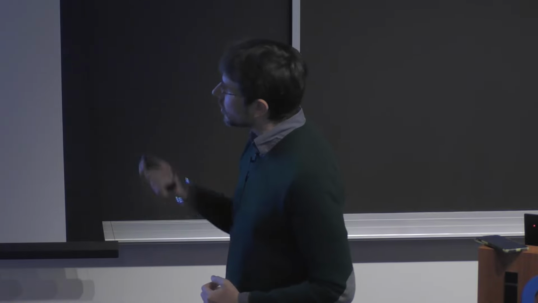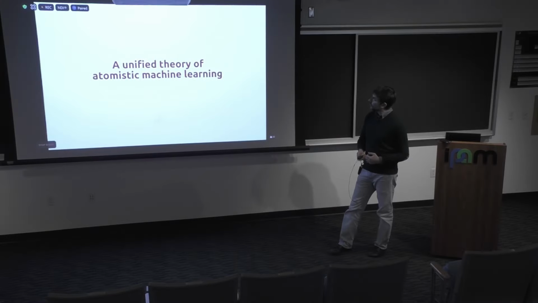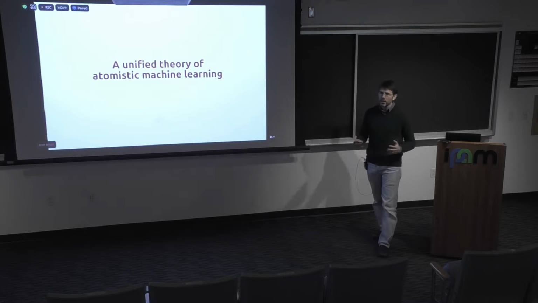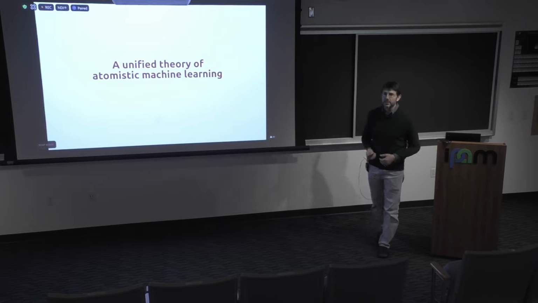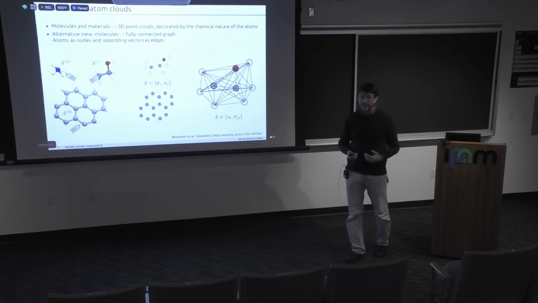So we have been working a lot toward this goal of, perhaps it's a little bit pompous, but we call this a unified theory of atomistic machine learning. So try to take the many different practical solutions that have been developed over the past 10 or 15 years and try to systematize them and try in this way to understand what are the main ingredients, essentially.